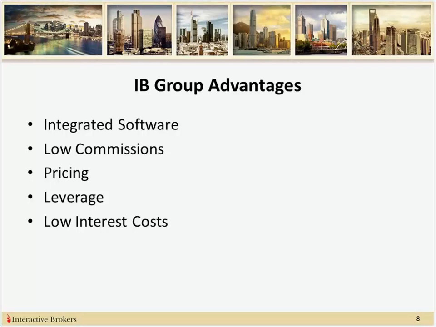IB UK offers a couple of genuine advantages to its customers, which I've displayed on screen. Most importantly, you need to make sure your CFD broker is secure and can endure through good and bad times. IB Group has a 38-year history since 1977 and over $5 billion US in consolidated equity capital.